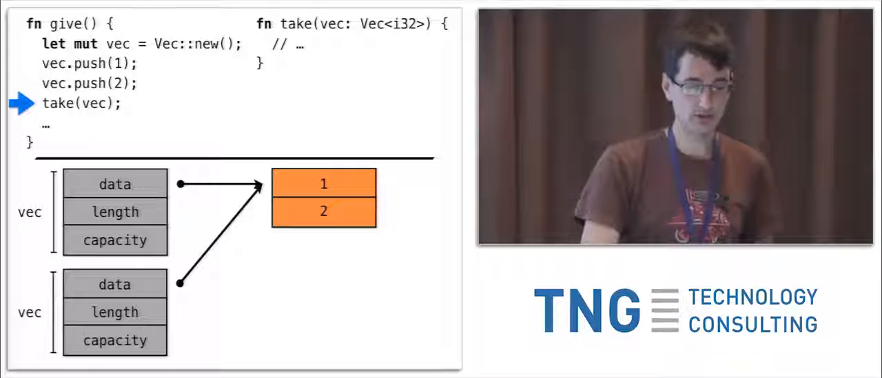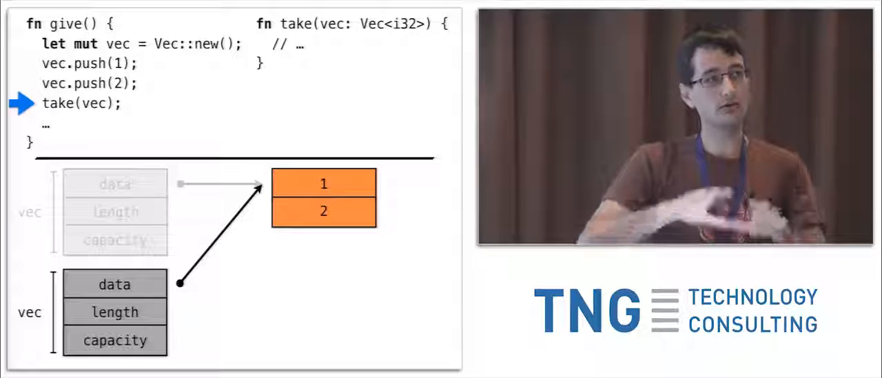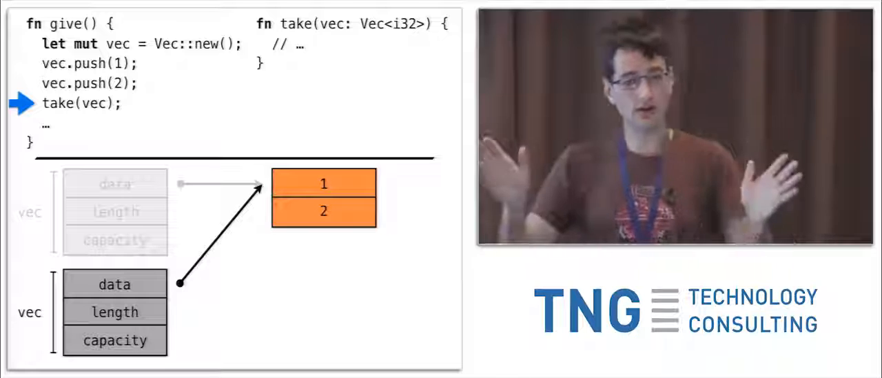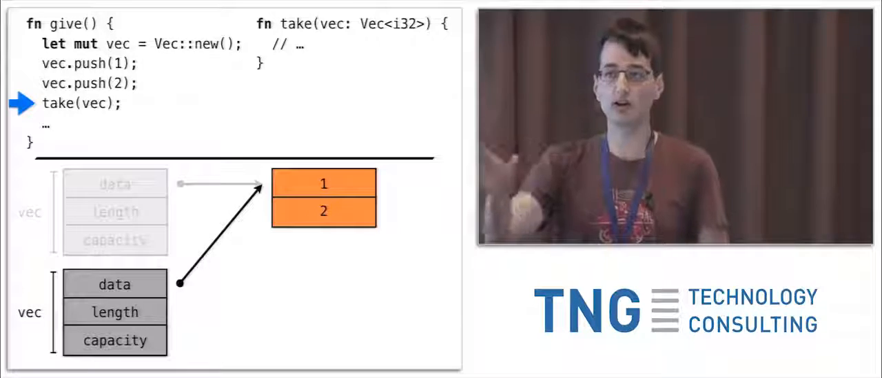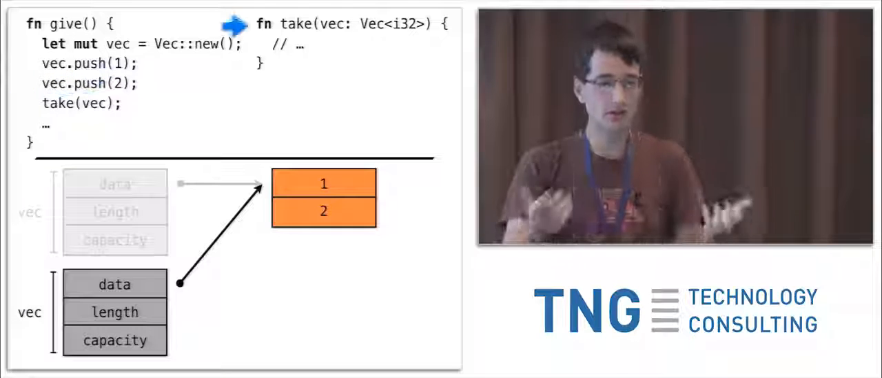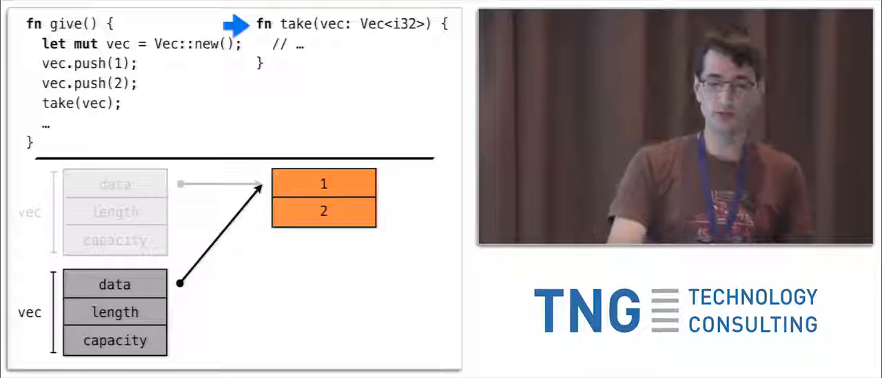So the key aspect of this is that the give function is going to forget its own copy. It's going to say, I no longer have access to it. All of the ownership of this data has now passed off to take. So take is going to start running. It can do whatever it wants to the vector.